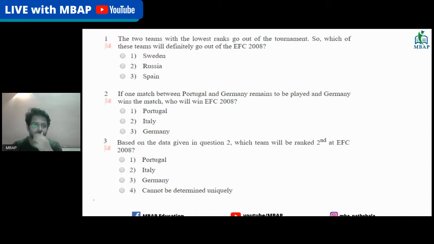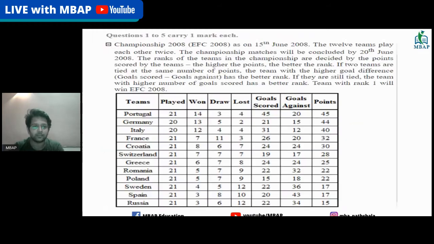Perfect. Let's see the second question. The question says: if one match between Portugal and Germany remains to be played, and Germany wins the match, then who will win the Euro 2008? We are discussing Portugal and Germany, and Germany wins the match. Let's quickly go to the table.